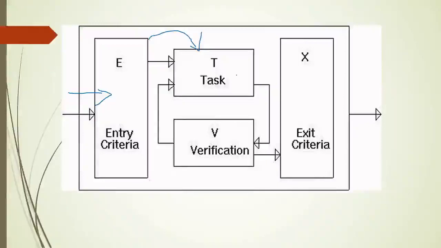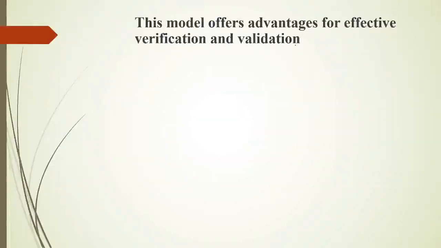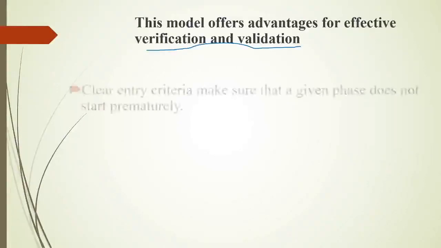So you perform these tasks, and then it is verified whether the tasks you have performed are correct or not. Once it is verified, you move to the exit criteria. Before coming out of that phase, you check whether all the client's expectations are met or not. Then you exit from that phase and move to the next phase. So this model offers the advantage of effective verification and validation.